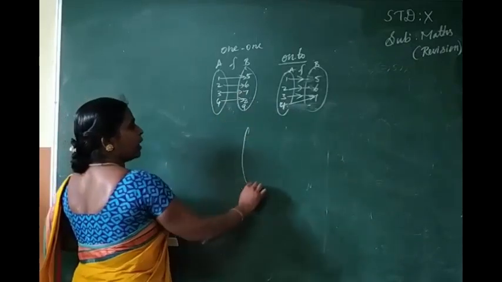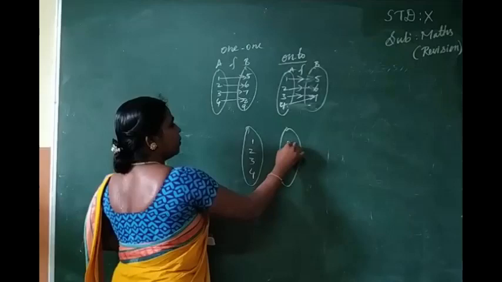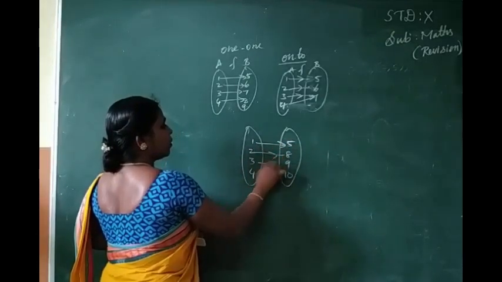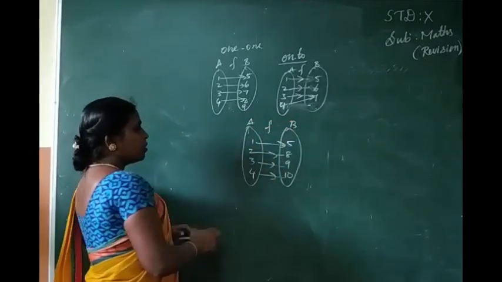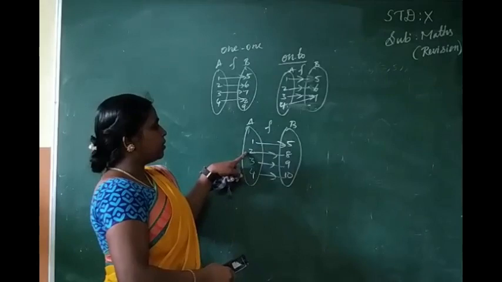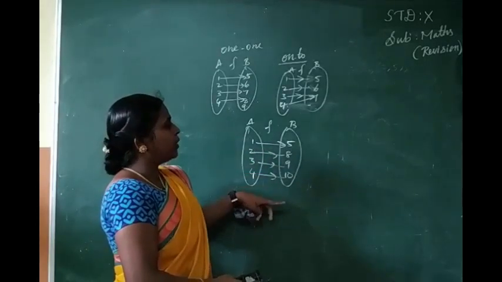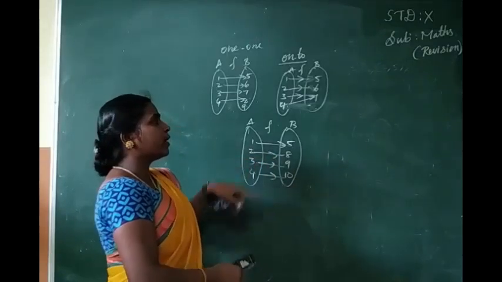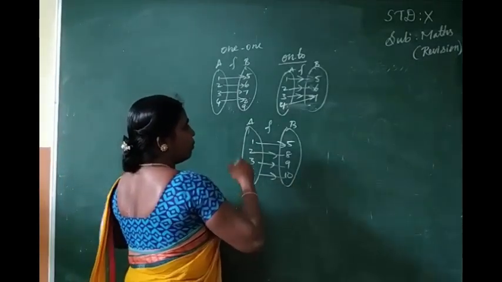Then both one-one and onto means that is bijective function. Here one-one: distinct elements in A have distinct images in B. Then next, onto means the range of f equal to codomain. So both are satisfying. So it is bijective. Then one more remaining one.